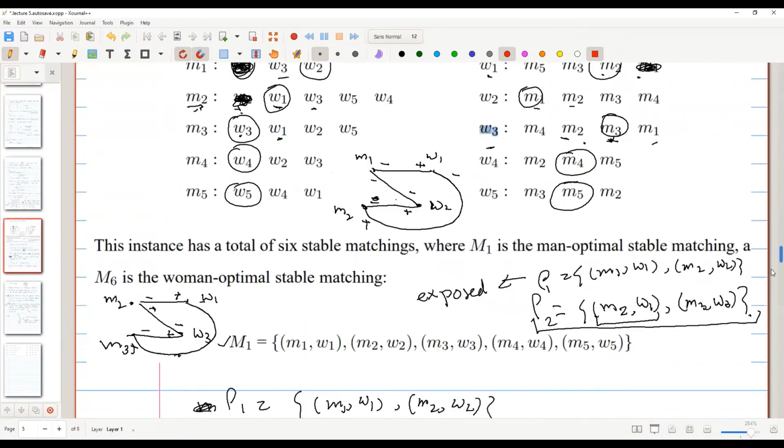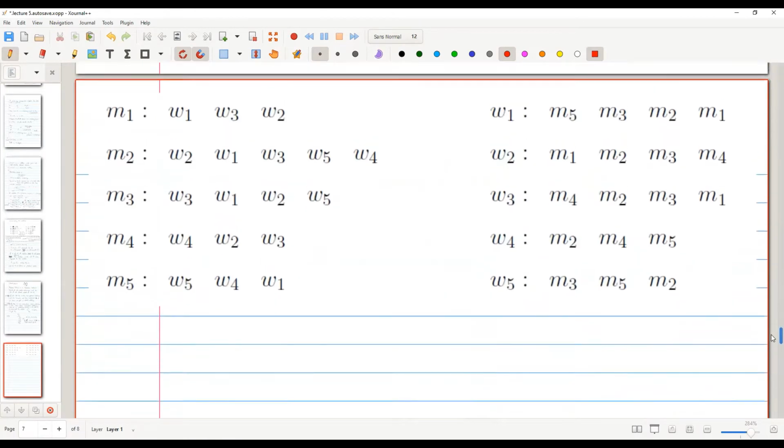So who would like to find a man optimal matching here? Anyone? I can do. Just one moment. So one is the easiest: M1W1, M2W2, M3W3. Okay, so the man optimal is easy.